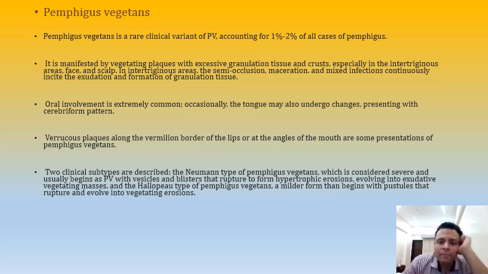It has a lot of granulation tissue, a lot of secondary infection, and a fetid smell can be there. Oral involvement can be there. I told you the Premlata sign, the cerebriform tongue, our respected madam. She has given a lot of signs.